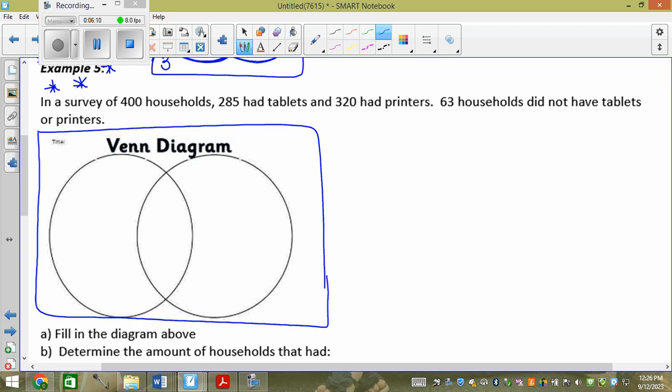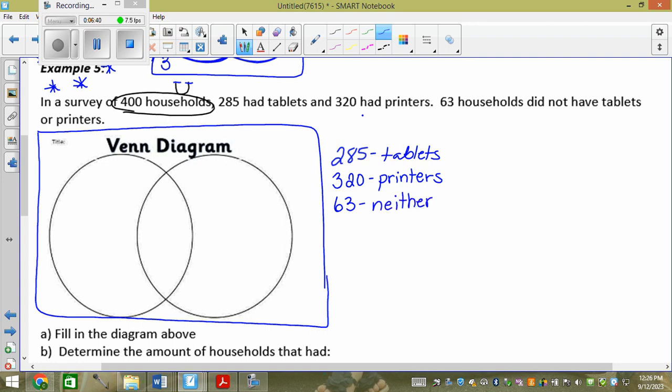We agree? So here it says, in a survey of 400 households, what's this? The universal set. In a survey of 400 households, 285 have tablets. I'm going to put this for myself. 320 have printers. 63 have neither.